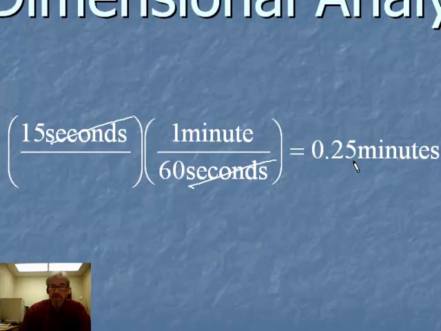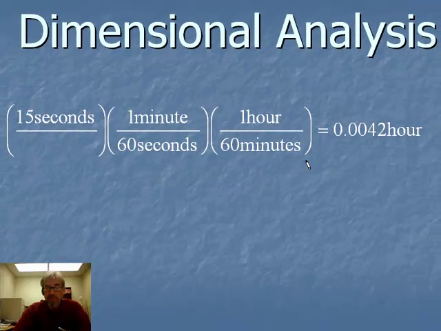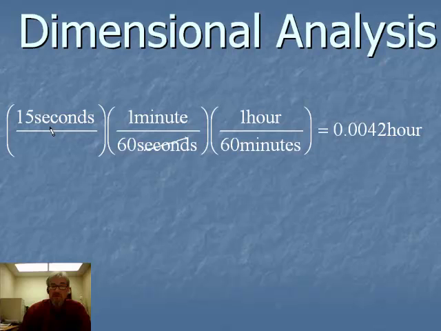I can stretch this out even further if I want to. If I took 15 seconds and I wanted to convert it all the way to hours, I could do this. Multiply by the 1 minute over 60 seconds, but then I also know 1 hour is the same as 60 minutes. So if I multiply by that factor, I haven't changed the quantity. I just multiplied by 1 again. But minutes cancel out, and now my units come out in hours. If I do the arithmetic, it's 15 divided by 60 times 60.